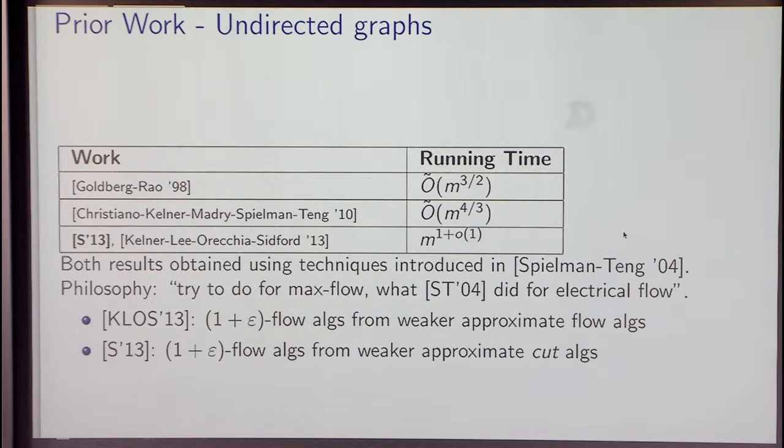The difference is in this work, it's a somewhat weaker requirement. We can get 1 plus epsilon approximate flow algorithms from approximate cut algorithms. So the result is that you get a simpler algorithm, but the two results kind of complement each other. So there's interesting things in both.